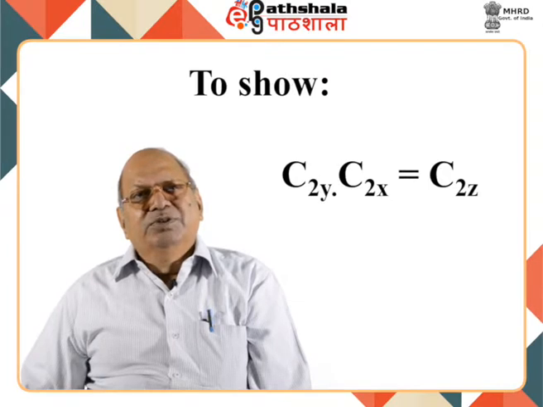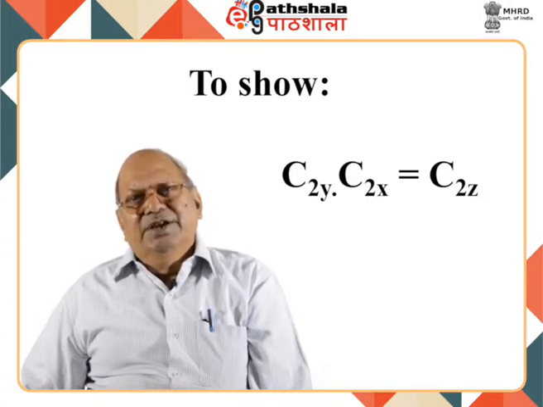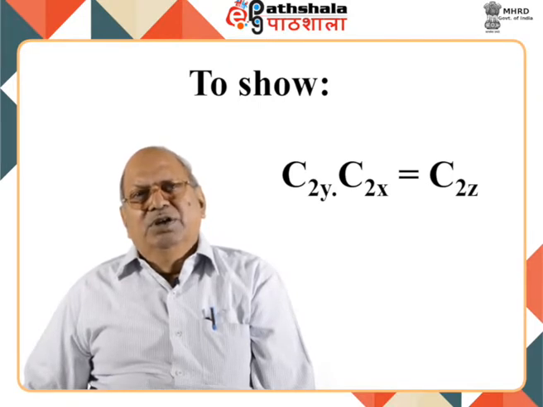Let us take a few examples to explain the meaning of symmetry products. If there are two C2 axes perpendicular to each other in a plane, then there must be another C2 axis perpendicular to the plane of both the axes. That is, if there is a C2x and a C2y axis in the molecule, then there will be a C2z axis in the molecule, or we can say C2y into C2x is equal to C2z. This we can prove by taking a point in Cartesian coordinate system.